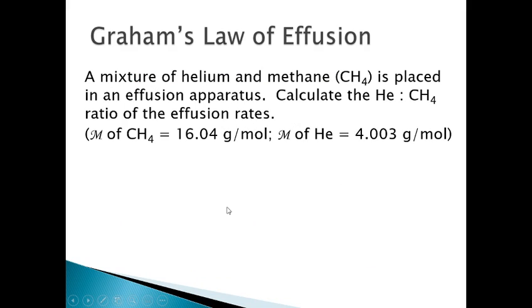For example, if we have a mixture of helium and methane and we place it in an effusion apparatus, I want you to calculate the helium to methane ratio of the effusion rates. And so because this particular problem gives you a very specific ratio, I'm telling you calculate the helium to methane ratio. Then for this one, I would write it out as helium is going to be my gas A and methane is going to be the gas B. If they swapped it around, then you would have said your methane would be A and helium would be B. Sorry, backwards. But the way that I have it written out here, I'm asking for helium to be on top, methane to be on bottom.